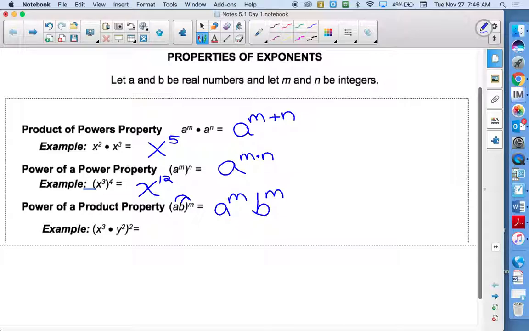So Maddie, if we have x cubed times y squared, and then both of those are squared, that would become? So if you distribute the 2 to the exponents, you have x to the 6th and y to the 4th. So those three identities kind of dealt with the products of things.